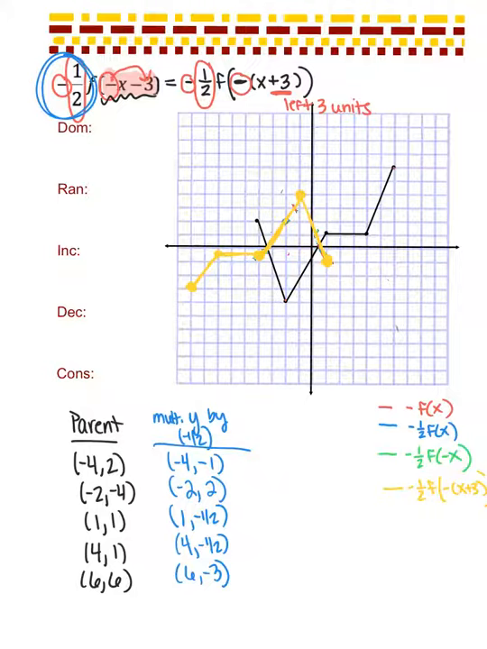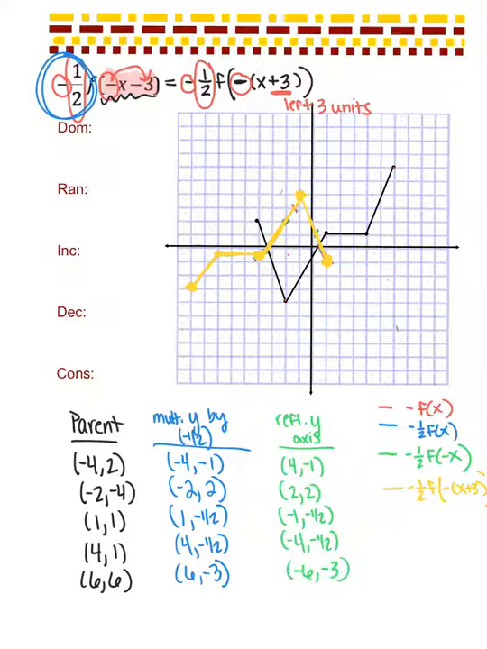Then when I did the reflection about the y-axis, that would have changed all the signs of my x values. So that's 4, -1, 2, 2, -1, -1/2, -4, -1/2, and -6, -3.